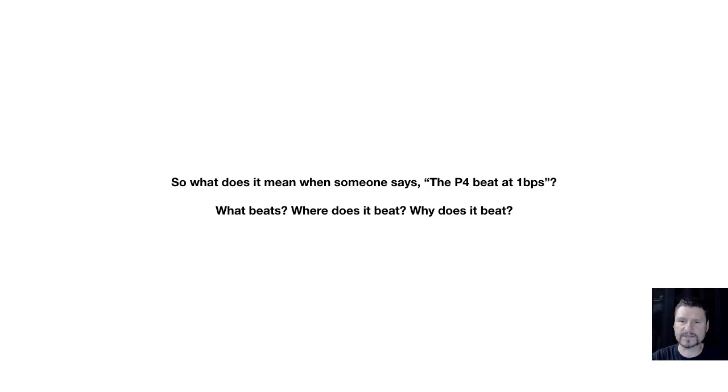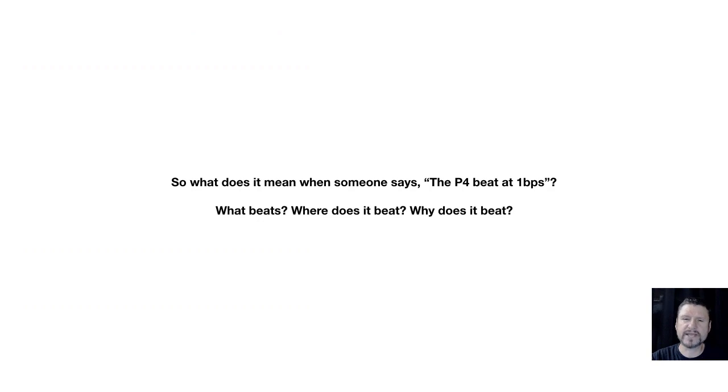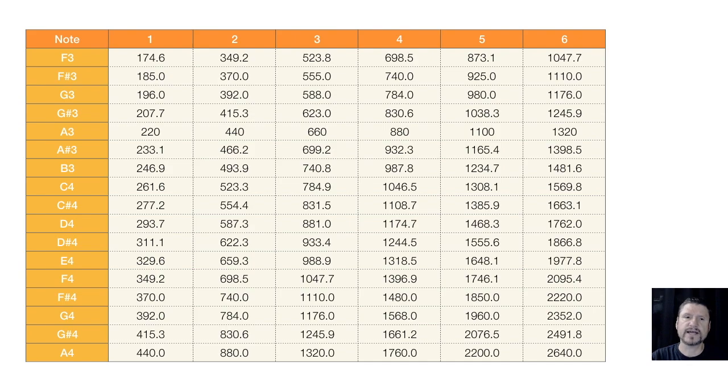Now that we have this chart, we have to ask ourselves, what does it mean when someone says the perfect fourth beats at one beat per second? What beats? Where does it beat? Why does it beat? In order for us to figure that out, we look at the chart again. And let's consider the perfect fourth F to B flat. This one here. Now, piano tuners always talk in sharps. That's why I have A sharp there.